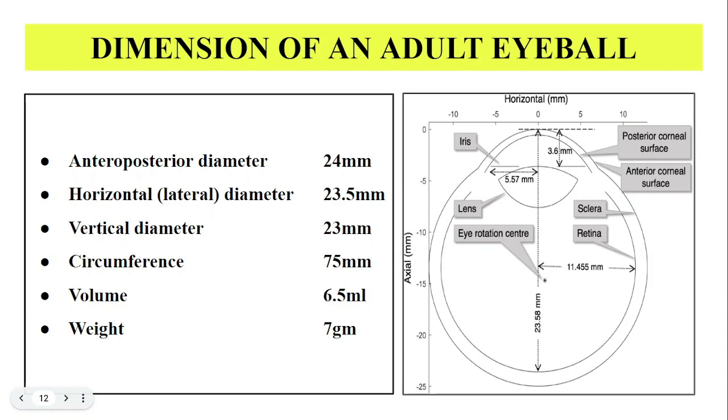So let's start with the dimensions of an adult eyeball. What are the dimensions of an adult eyeball? Anterior posterior diameter is 24 mm, horizontal diameter is 23.5 mm, vertical diameter 23 mm, circumference 75 mm, volume 6.5 ml, weight 7 grams.